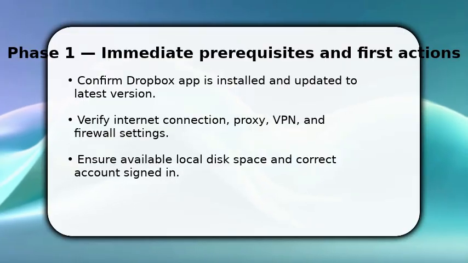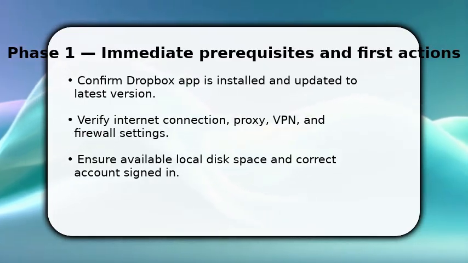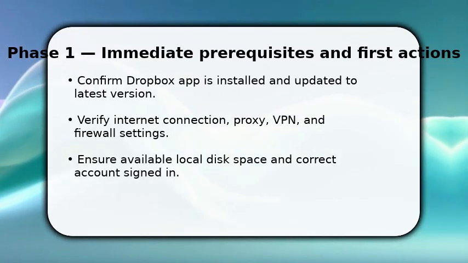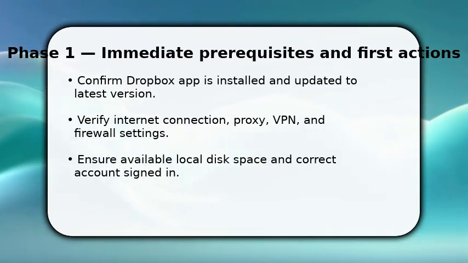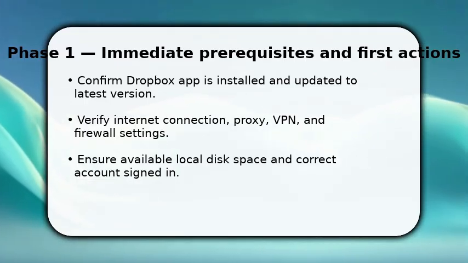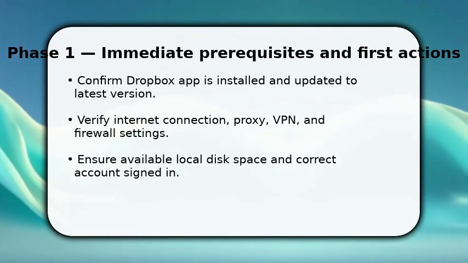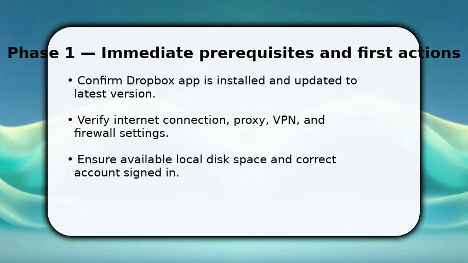You begin by confirming the essentials so syncing can proceed. First, check the Dropbox app is installed and updated, and make sure you are signed into the correct account. Next, confirm your internet, proxy, VPN, and firewall settings allow cloud traffic. These often block sync. Also check local drive free space and pause any heavy network use. Once done, restart the Dropbox client and your machine, because a clean start often resolves initial handshake issues.